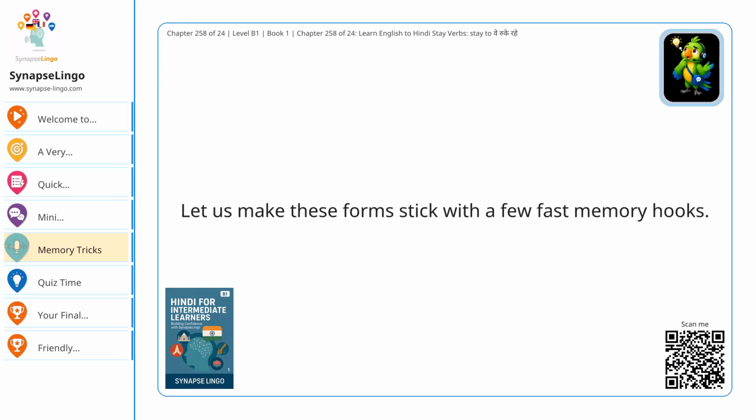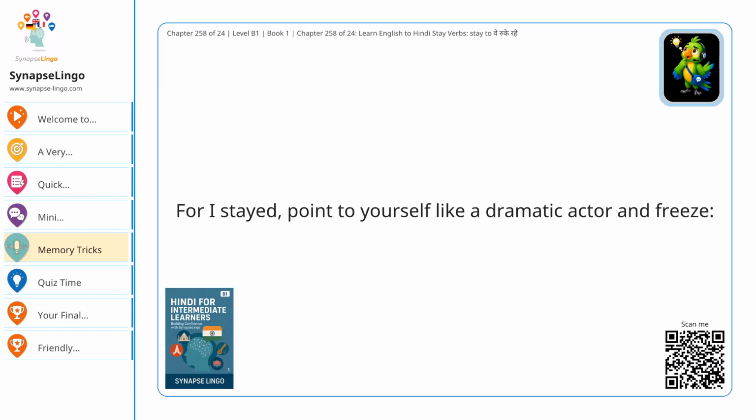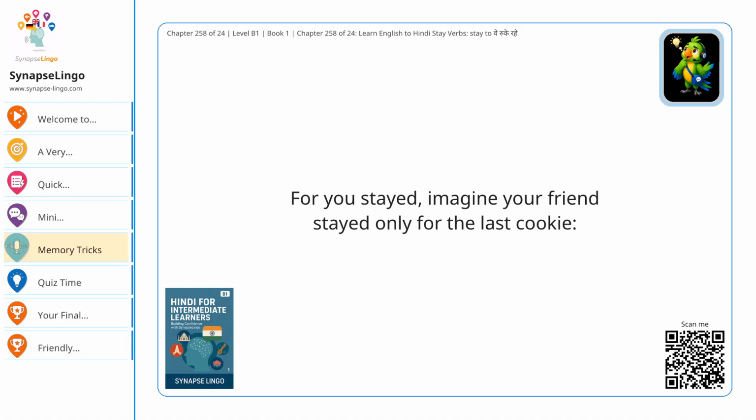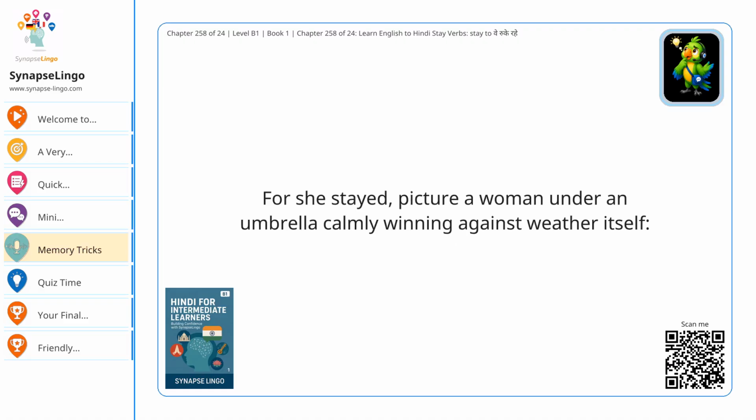Memory tricks. Let us make these forms stick with a few fast memory hooks. Weird helps. For stay, imagine glue on your shoes. रहना. For I stayed, point to yourself like a dramatic actor and freeze. मैं रुका रहा. For you stayed, imagine your friend stayed only for the last cookie. तुम रुके रहे. For he stayed, picture a hero guarding the tea stall. वो रुका रहा. For she stayed, picture a woman under an umbrella calmly winning against weather itself.